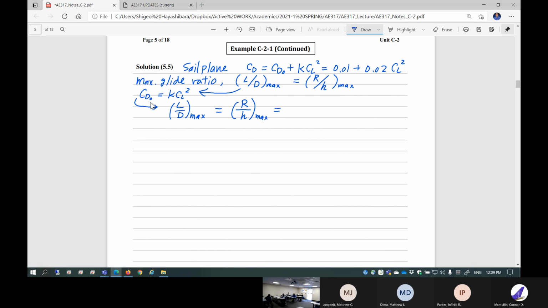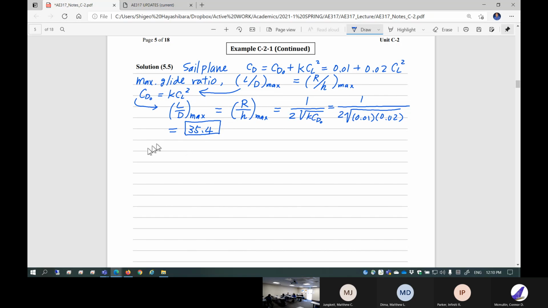Because of the fact that CD0 is equal to K CL squared, you can say this is equal to 1 over 2 times the square root of K times CD0. Okay, so let's just plug into this equation. 1 over 2 times the square root of 0.01 times 0.02. So this is going to be given by 35.4. This is a maximum or optimum glide ratio.